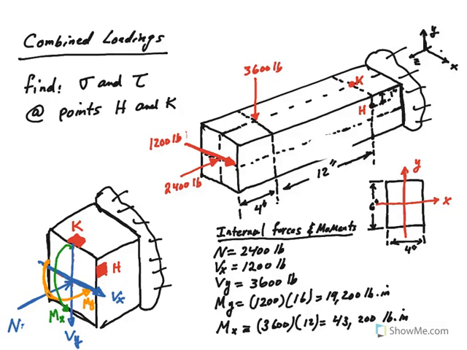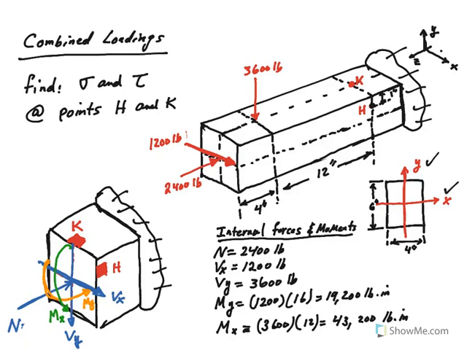Hello everybody. I thought maybe it would be a good idea for me to show you one more example of the combined loading type of problems, especially for cross sections that are not symmetric. And by symmetry I mean that they have different moments of inertia with respect to, in this case, the x-axis and y-axis.